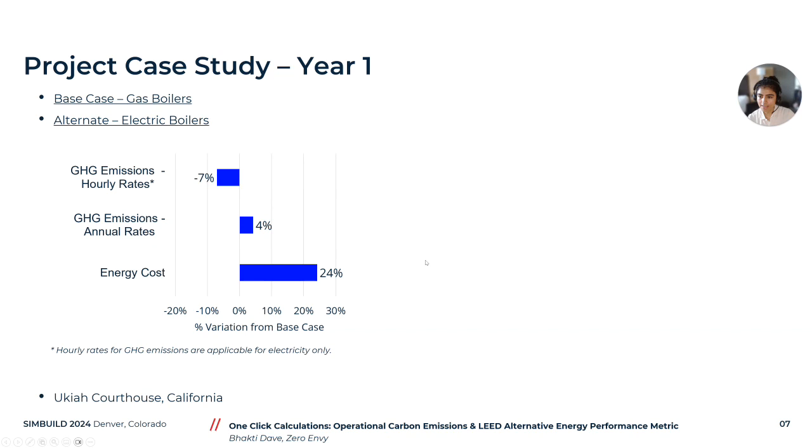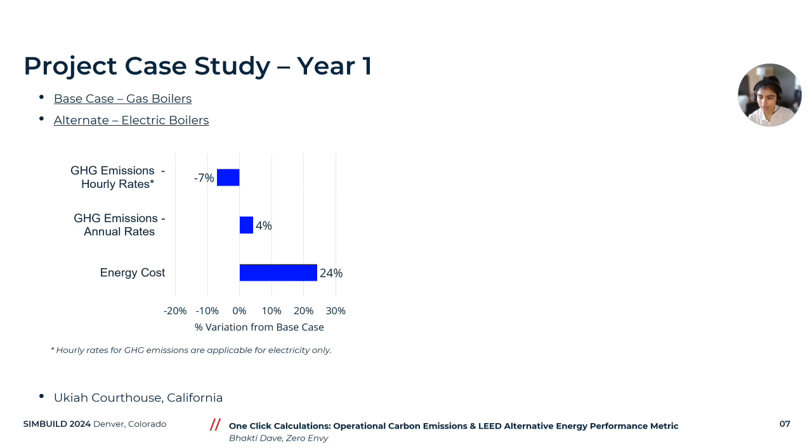The data here compares annual performance based on emissions and energy cost for two design scenarios for a courthouse in California. The base case is gas boilers, and the alternate has electric boilers for heating. Now, let's just focus on this graph first. The y-axis has three different performance metrics. The first one, greenhouse gas emissions hourly rates, is calculated using NREL's hourly rates. Greenhouse gas emissions annual rates is calculated using annual rates from EPA, and energy cost is calculated using tariffs for natural gas and electricity.